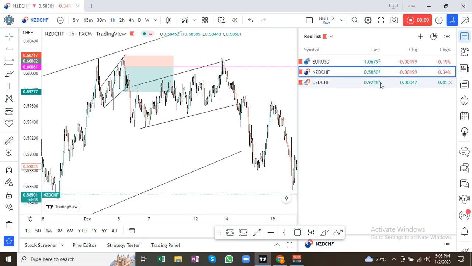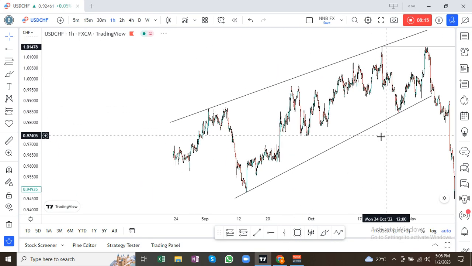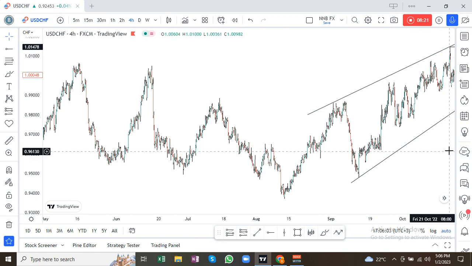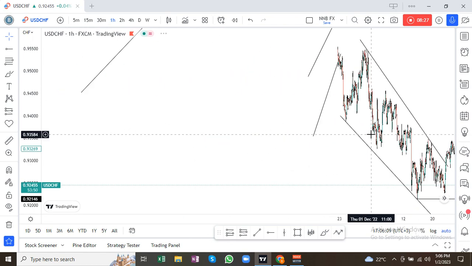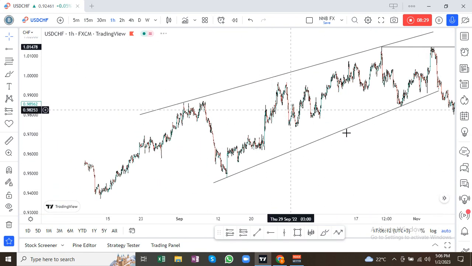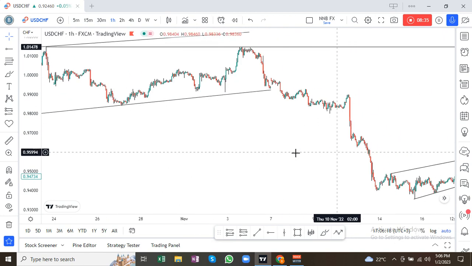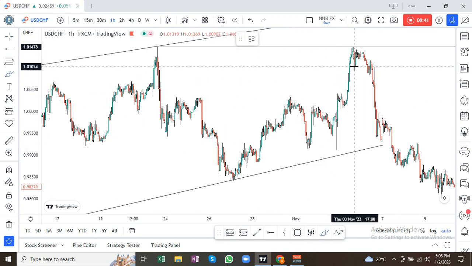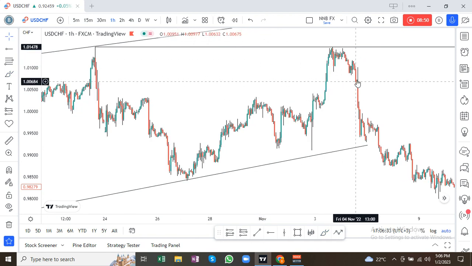Let's look at the next pair. On this pair, we will look at how we scale in after you get your first entry. This is the US dollar against the Swiss franc, and you can see that it was in a structure. I was looking for the market to reverse from this double top. If you go down to the 15-minute time frame, you can see that the market reached this double top and then impulsed down and created a correction, and we entered from that correction, right here.